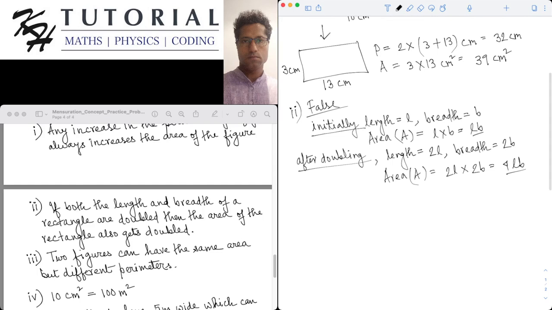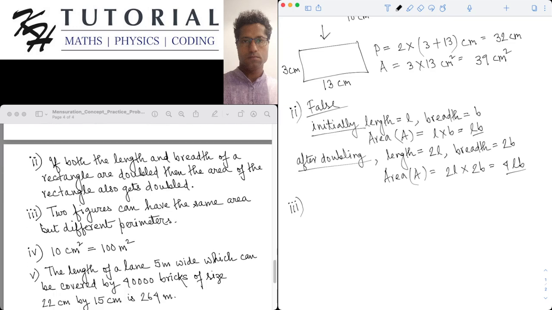Let's do part number 3. Part number 3 says two figures can have the same area but different perimeters. Two figures can have the same area but different perimeters. Yeah, I think this is true.